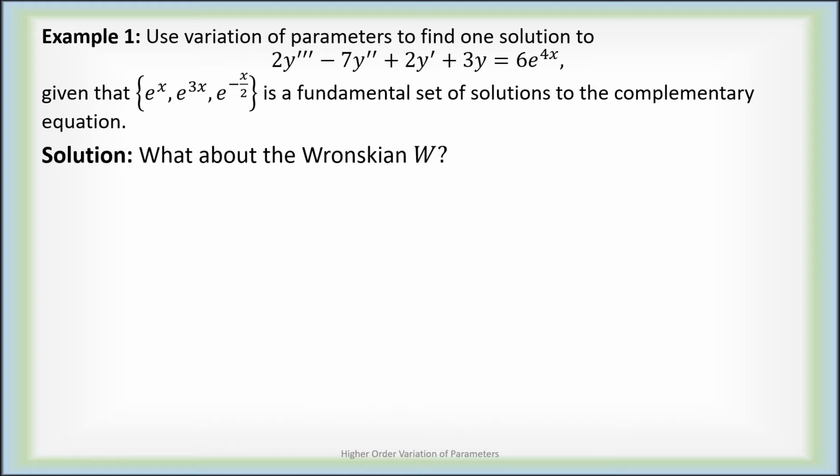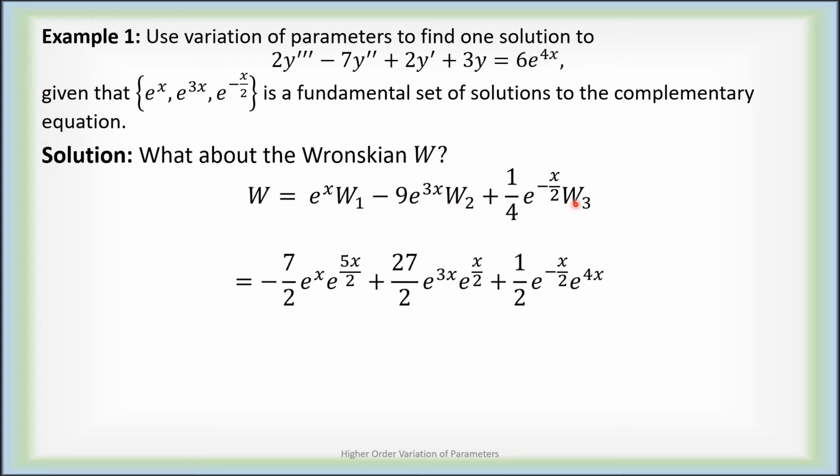What about the overall Wronskian determinant W? Well, we had this expression that we got by expanding the last row, but we've already computed W1, W2, W3, so throw those in. Now I just have to take these various products and compute the resulting sum, and it's not so bad. It's just 21/2 e^(7x/2).